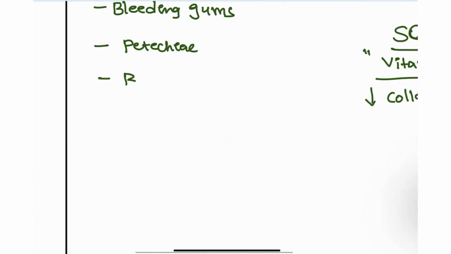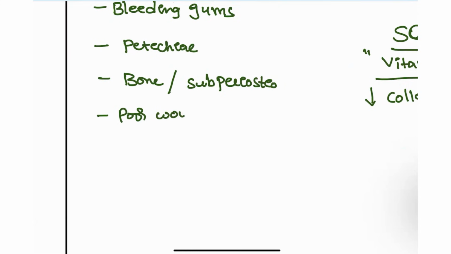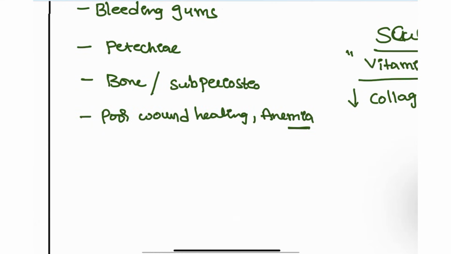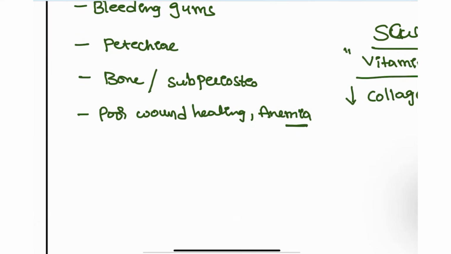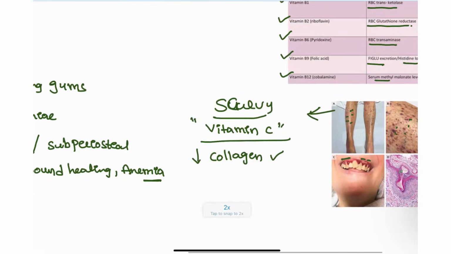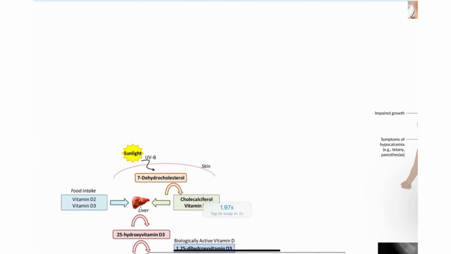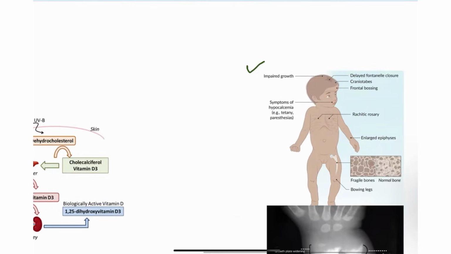And also bone mineralization will be decreased. And subperiosteal hemorrhage will also be seen. And the patient will have poor wound healing, because again, the collagen is decreased in this patient. And anemia is also seen because iron absorbs very well with vitamin C. If vitamin C is decreased, it can cause anemia, right? This is classically seen again in children. Next, coming to another picture, this is vitamin D, right?